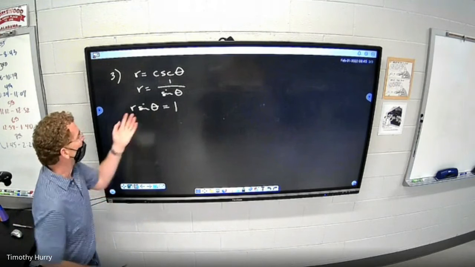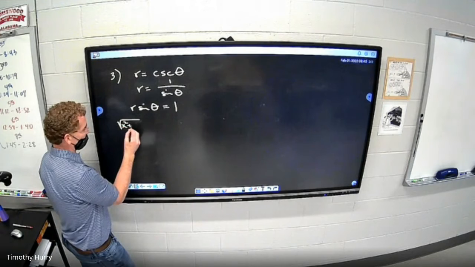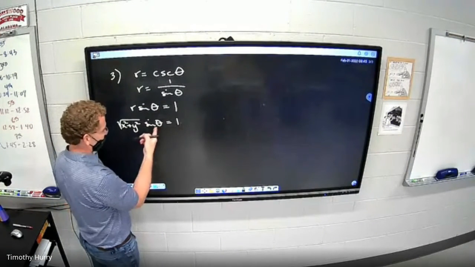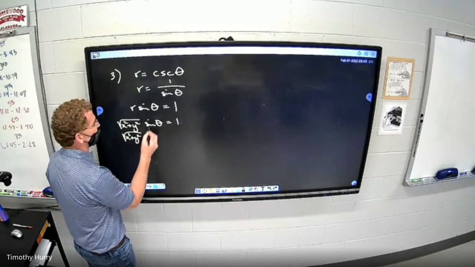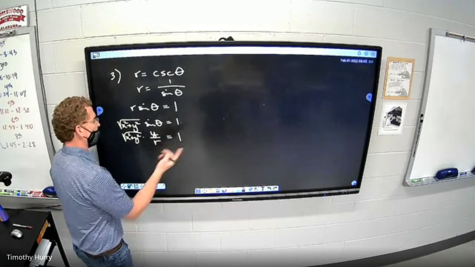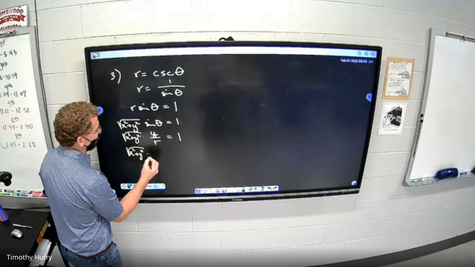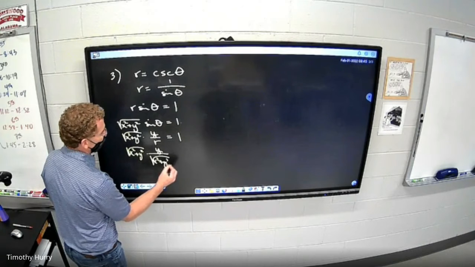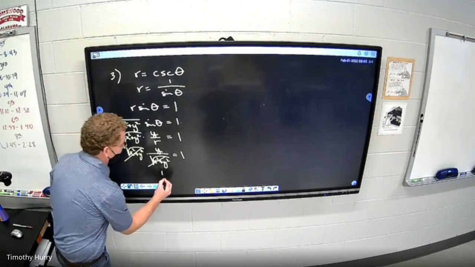Like, look what would happen if I put, for r, the square root of x squared plus y squared. Then you're like, well, crap, what do I do to get rid of sine of theta? And then you might think, oh, okay, I guess I could change sine of theta to y over r. Oh, look, I have another r. So I guess I could go x squared plus y squared times y over the square root of x squared plus y squared. Oh, they have fractions that cancels, and I end up with y equals 1.